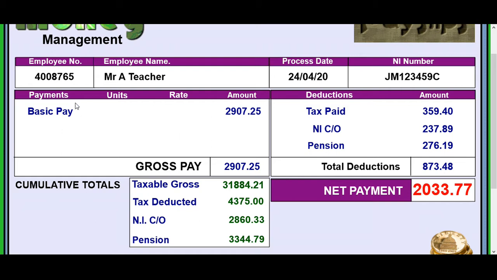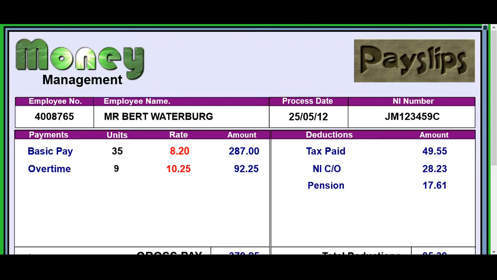You've got employee numbers, national insurance numbers, tax, NI, pensions, net pay, gross pay, deductions. A lot of information going there, and it can be quite confusing. So I'm going to break it into parts and go through each bit individually. This is a different payslip, and the addition of overtime over here and different things.